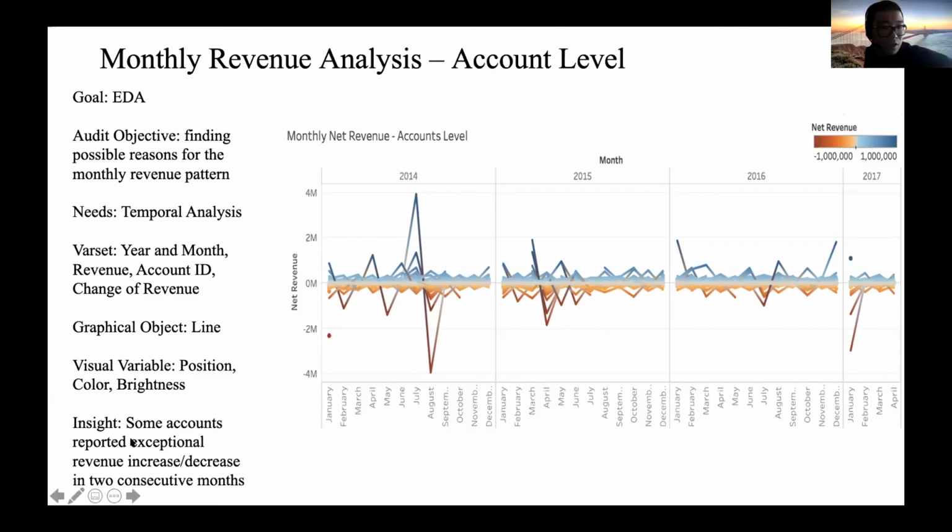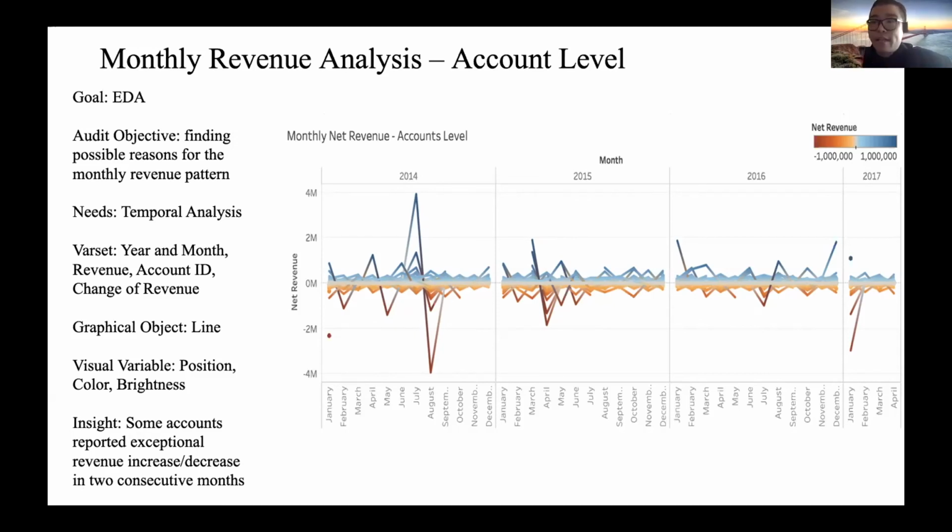And we did have another insight. We find some accounts reported exceptional revenue increase and decrease in two consecutive months, such as those lines demonstrated in the graph. So this is the second insight. Once we got the second insight, we developed a hypothesis. We assume that there might be some suspicious reversal transactions for some accounts occurring in two consecutive months.